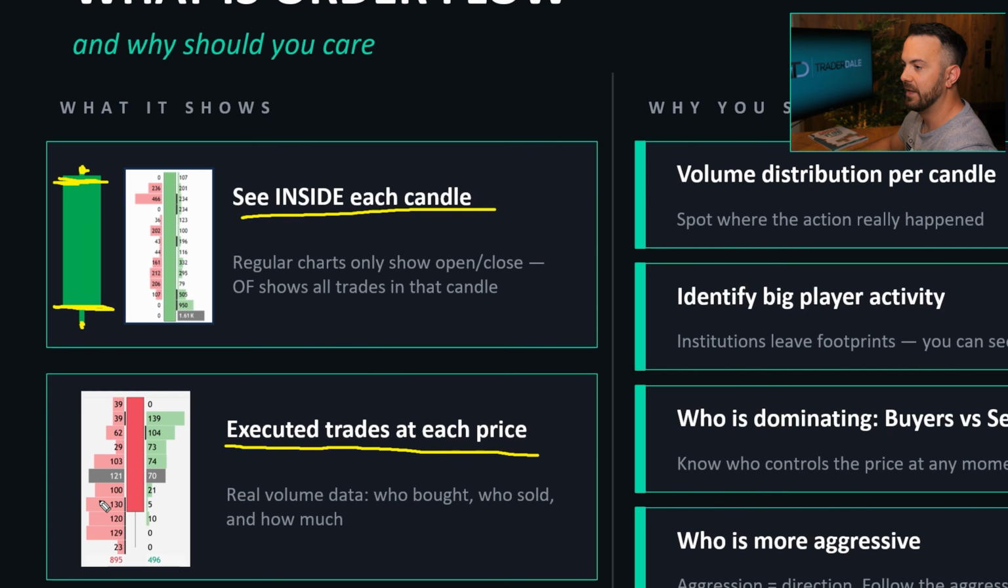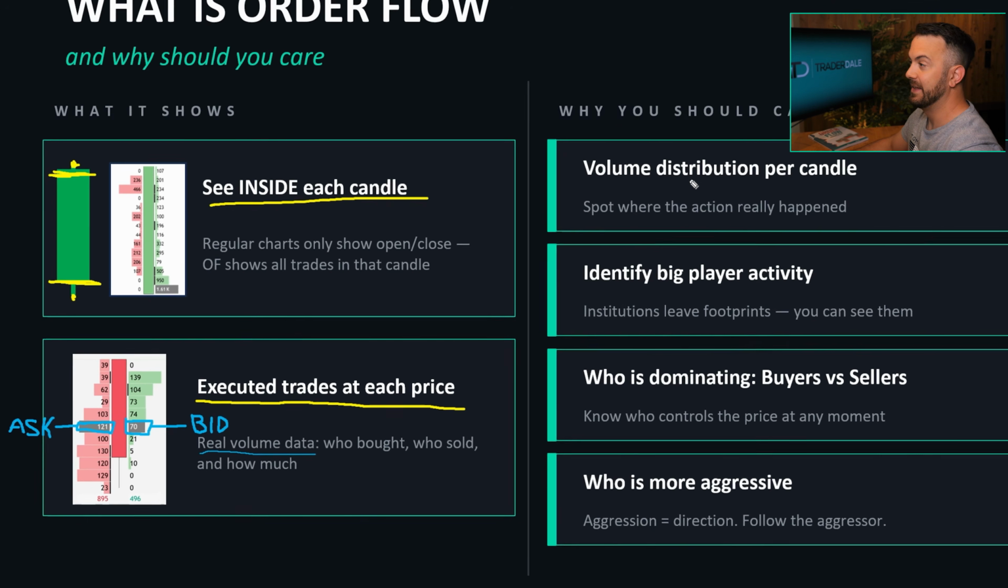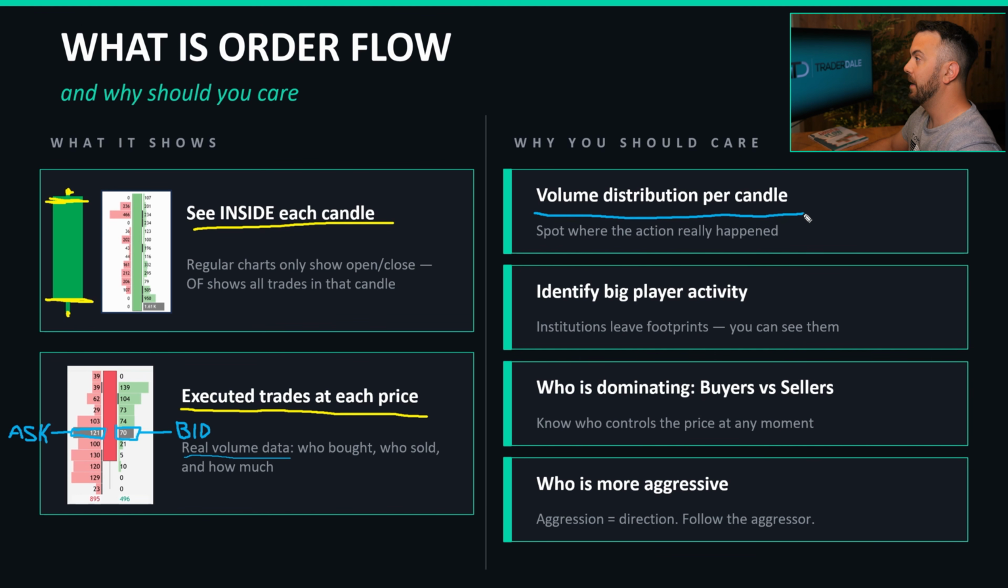That means if you look, for example, here, it shows that at this price level 121 contracts were traded at the ask. If you look here, you can see that 70 contracts were traded at the bid. So with order flow, you can see real volume data executed at each price level. And the reason why you should care about order flow is that it shows volume distribution per candle.